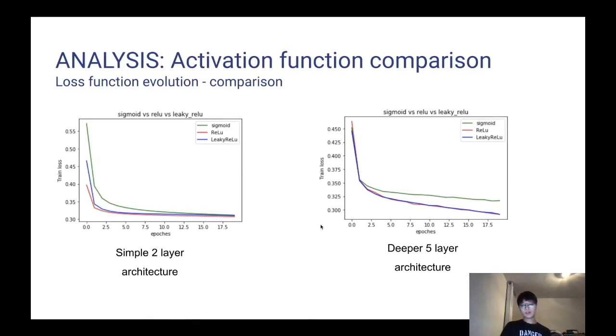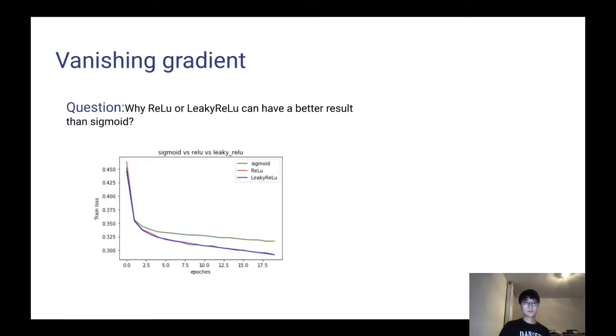For the deeper network, we found that the ReLU and the leaky ReLU perform better than the sigmoid. And we can see that the ReLU and leaky ReLU converge better. So we found the problem, and the question is why ReLU and leaky ReLU can have a better result than sigmoid, and this is the topic we want to study: vanishing gradient.